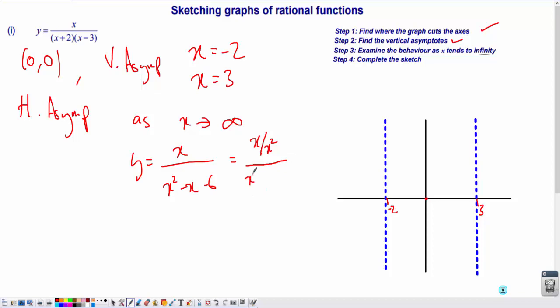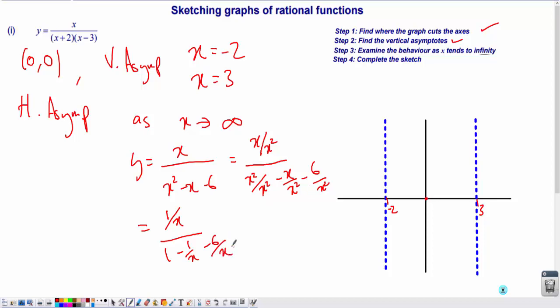So x squared over x squared minus x over x squared minus 6 over x squared. So I've divided top and bottom. I haven't changed it. I've just divided top and bottom by the same thing. Of course, this simplifies to 1 over 1 minus 1 over x minus 6 over x squared. I'm just cancelling out. I'm simplifying it.